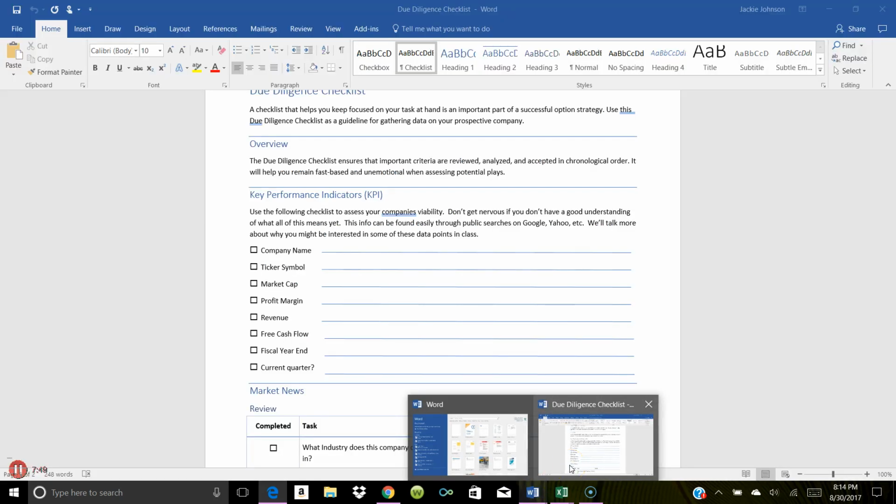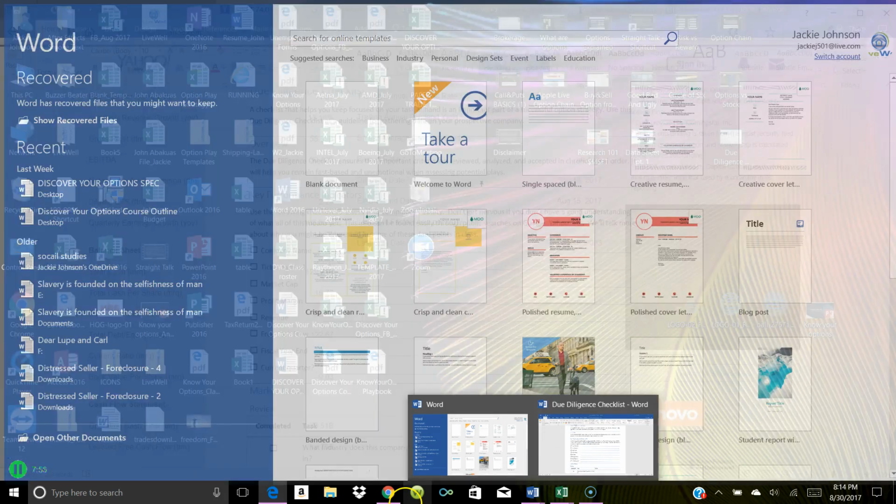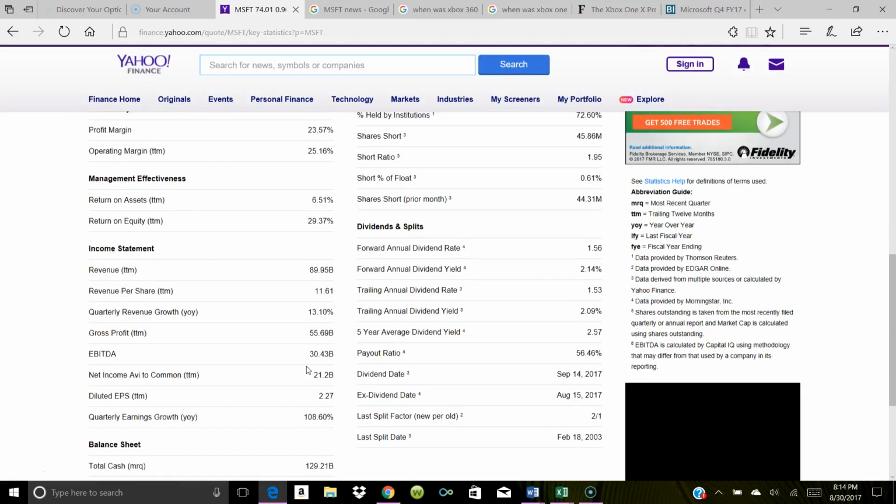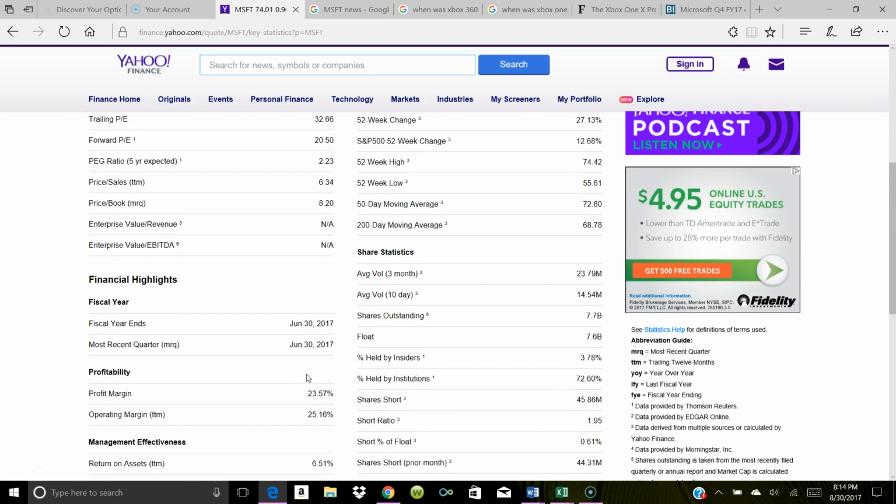Fiscal year end and current quarter. We want to know about this because this is how you're going to get a good grasp of earnings reports, when earnings reports come out. So we'll come back up right here. Fiscal year ends in June.